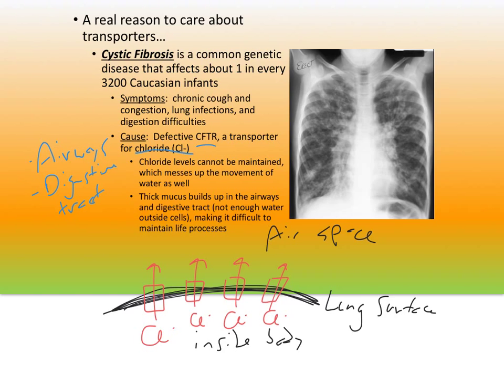Now, if you remember from last time, water chases solutes. So when we do this, water follows the chloride out. Now, why is this important, is the question. The reason this is important is because your airways and your digestive tract always have a layer of mucus on them.